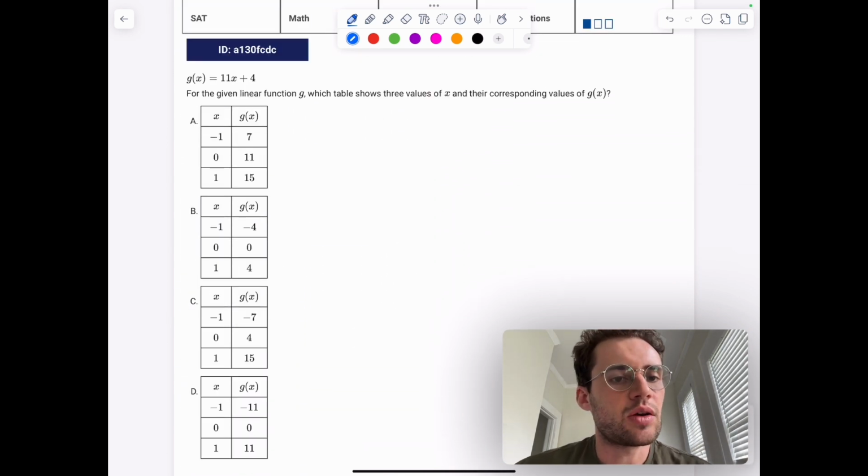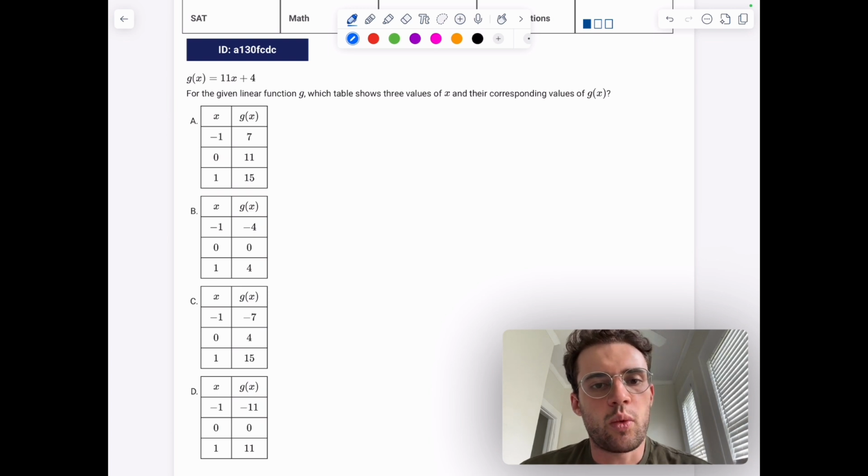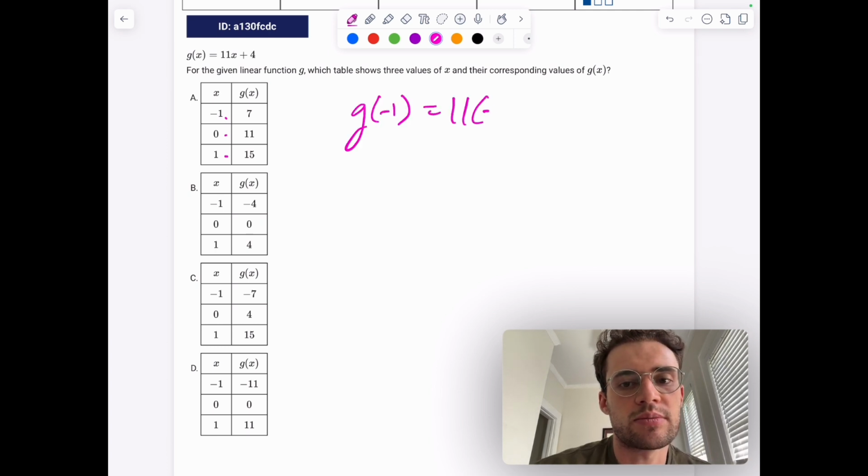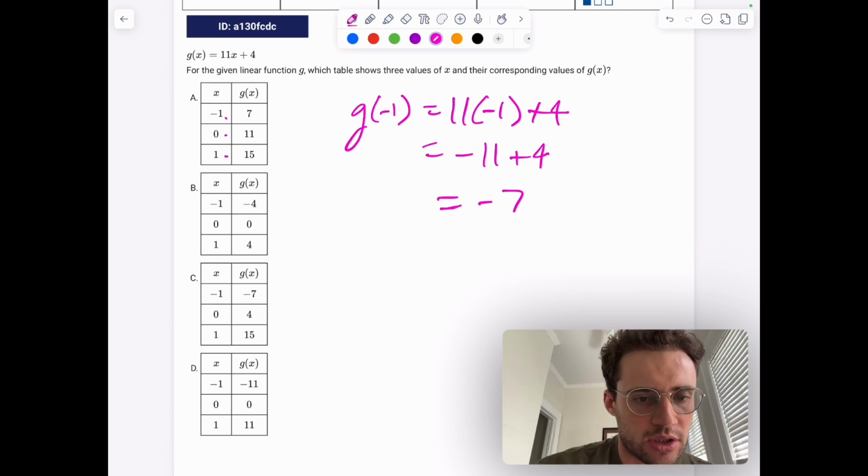g of x equals 11x plus 4. For the given linear function g, which table shows 3 values of x and their corresponding values of g of x? All of the tables seem to have the x values negative 1, 0, and 1. So we just plug all of those in and see what the outputs should be. So g of negative 1 should be 11 times negative 1 plus 4, which would be negative 11 plus 4. And that will give us negative 7. So that should be negative 7.